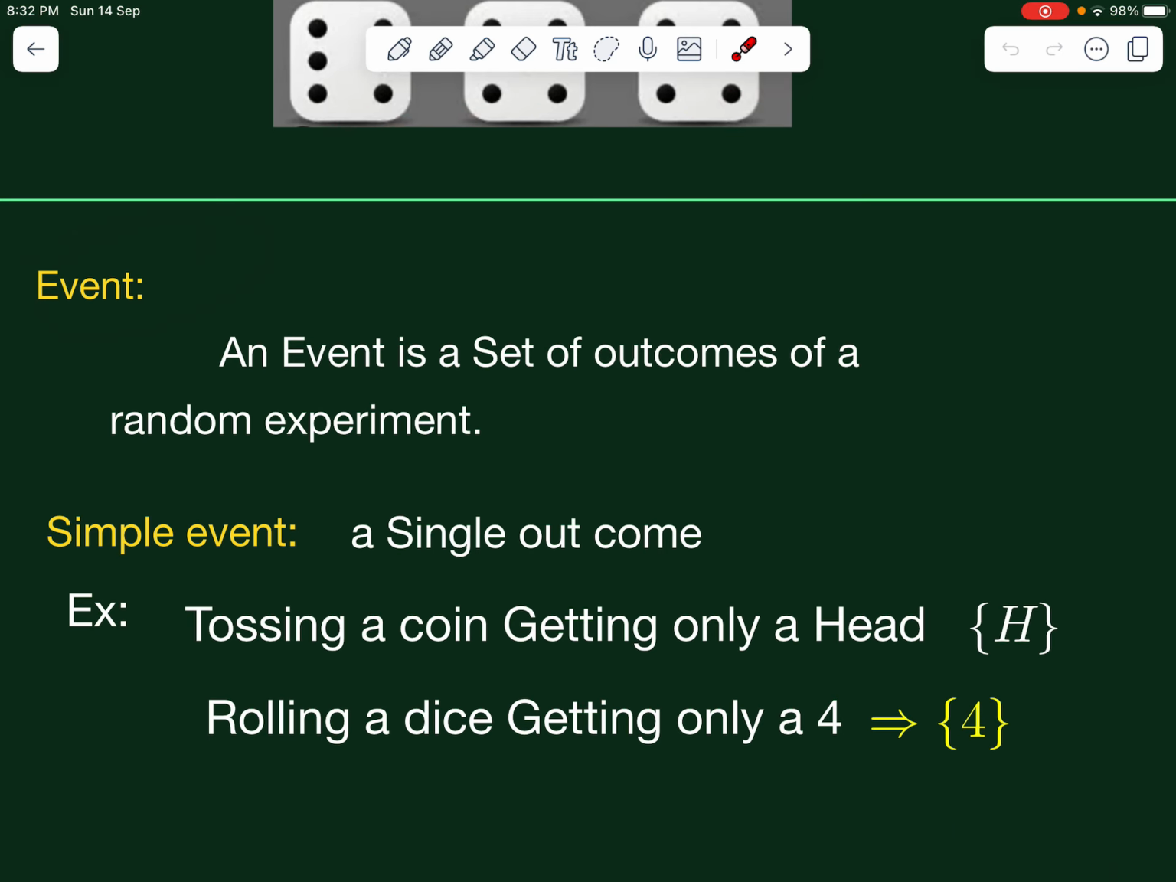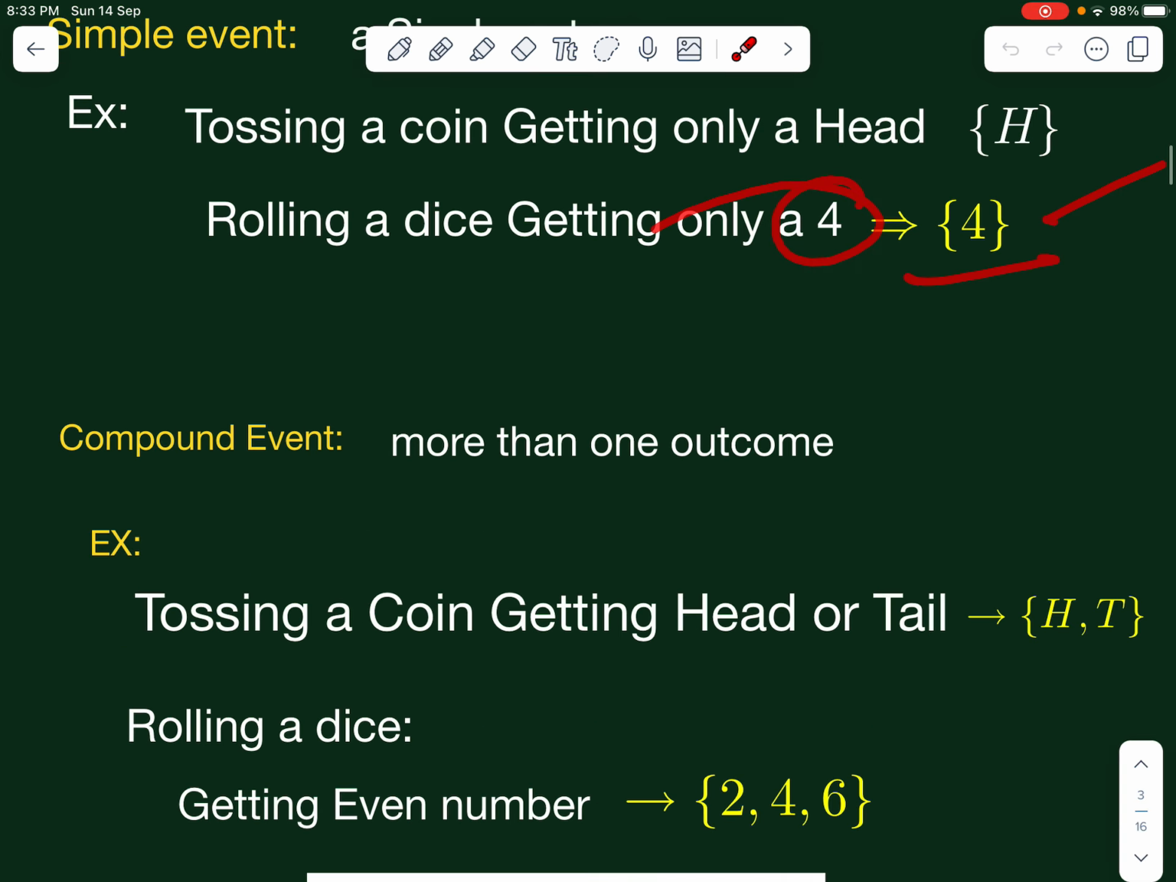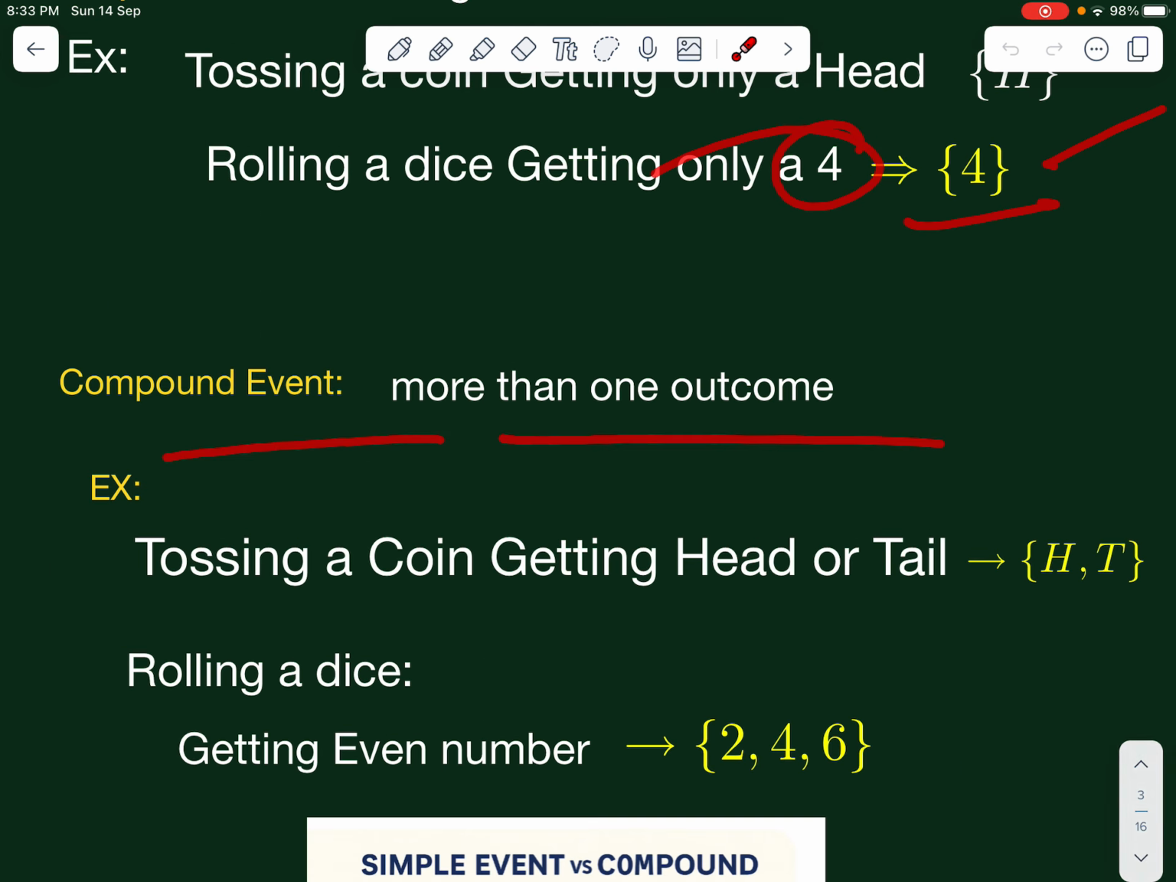Event. What is an event? An event is a set of outcomes of a random experiment. Simple event: a single outcome. Suppose you are tossing a coin, getting only a head, this is called a simple event. Rolling a dice, getting only a 4, this is a simple event. Compound event: more than one outcome.